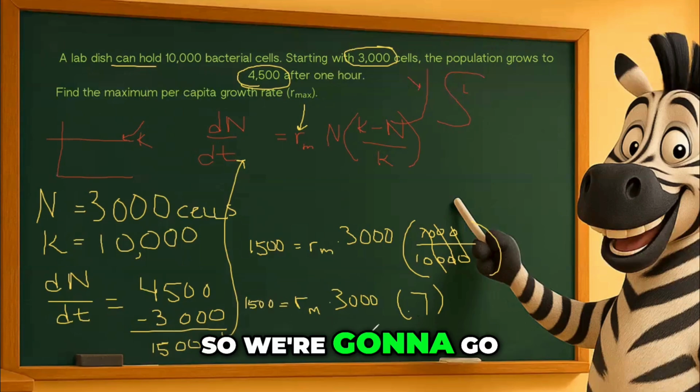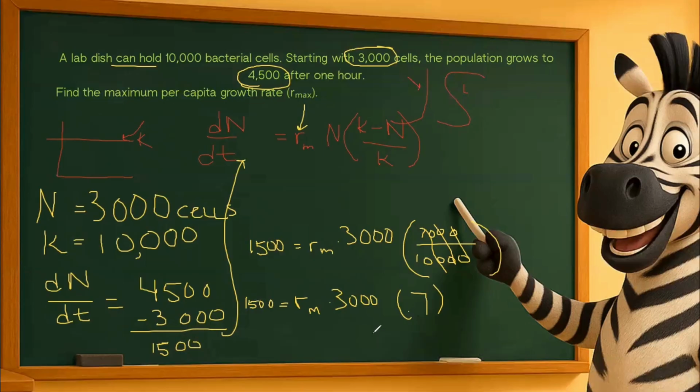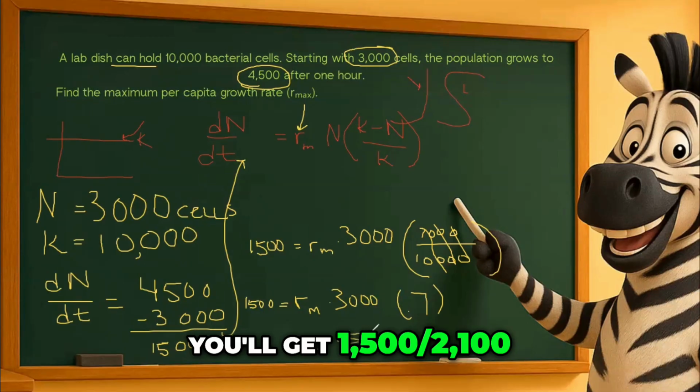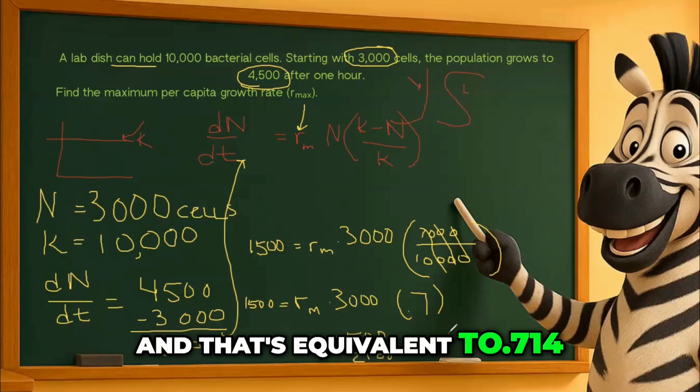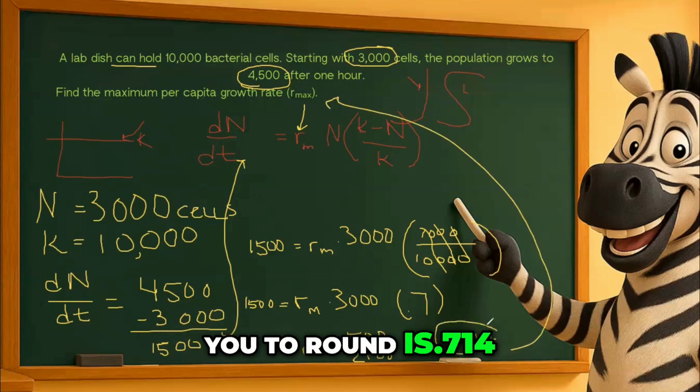All right, so we're going to go ahead and tackle this even further by saying, we can divide both sides by 3,000 times 0.7 and 3,000. When you go ahead and plug that in, you'll get 1,500 over 2,100, and that's equivalent to 0.714. So your R max, if they don't ask you to round, is 0.714.